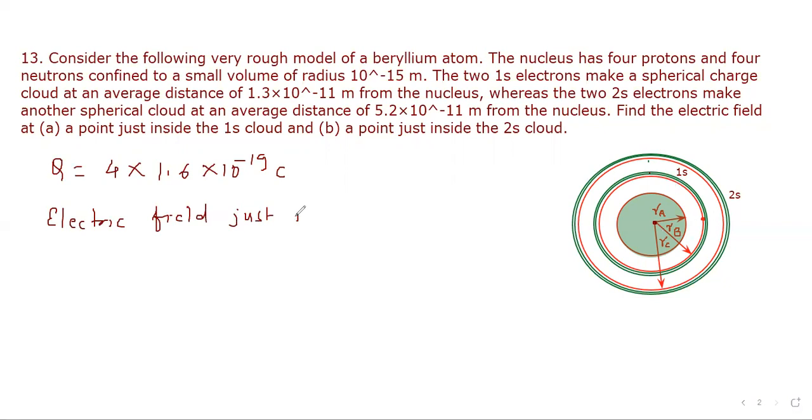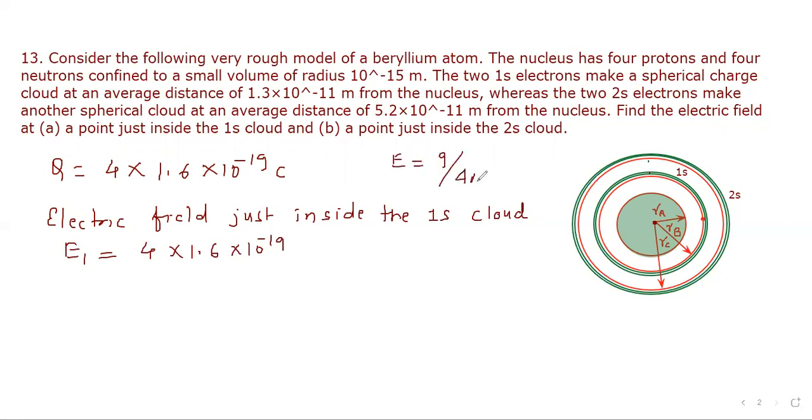The electric field just inside the 1s cloud will be due to these protonic charges. So we can call it E1. So 4 protons, 4 into 1.6 into 10 to the power minus 19, applying the formula E equal to Q upon 4 pi epsilon naught R square. So Q is 4 into 1.6 into 10 power minus 19 Coulomb.